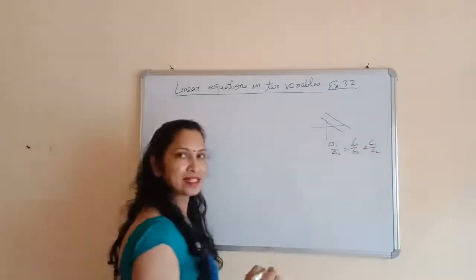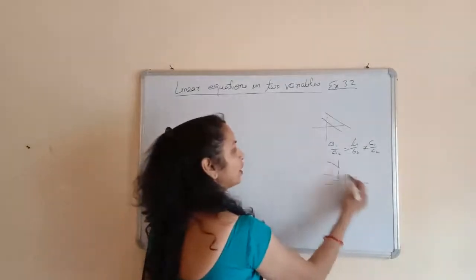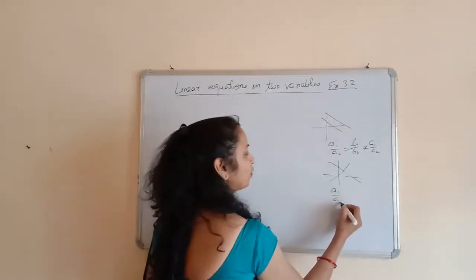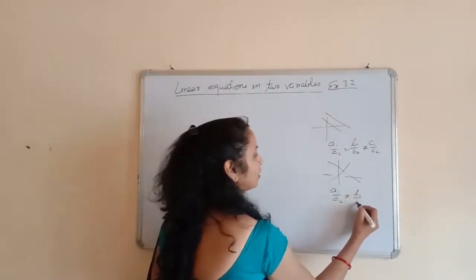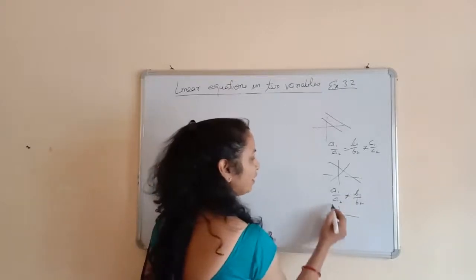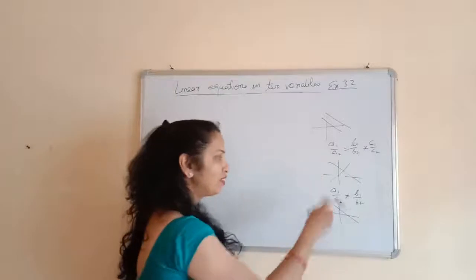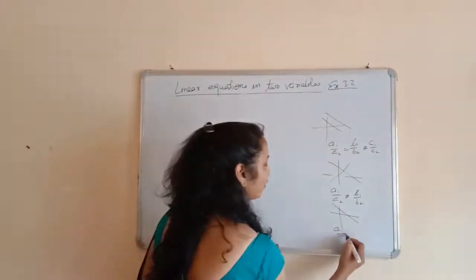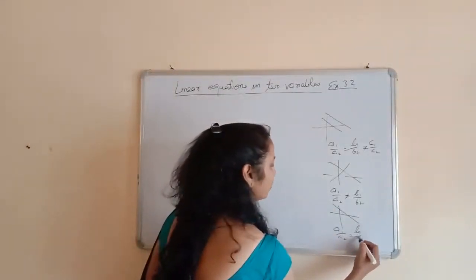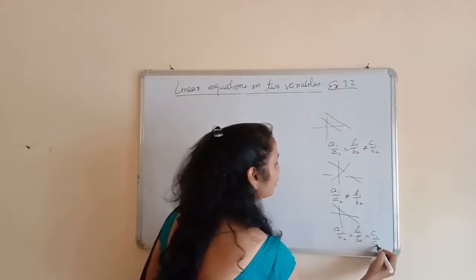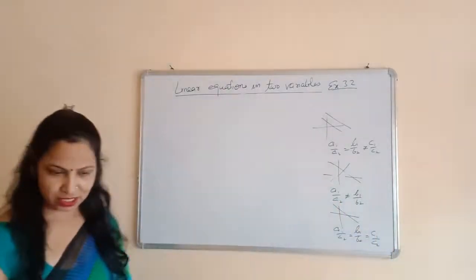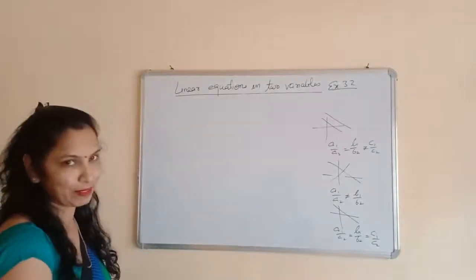In case the lines are intersecting each other, the condition is a1 upon a2 is not equal to b1 upon b2. And the third condition, when the lines coincide with each other, meaning both are on the same line, is a1 upon a2 is equal to b1 upon b2 is equal to c1 upon c2. I am not going to explain this again; I explained it in the last lecture.